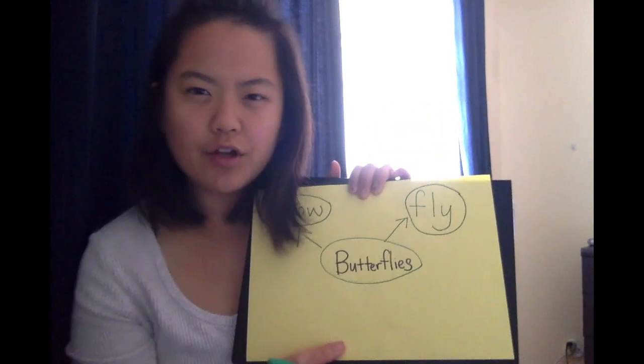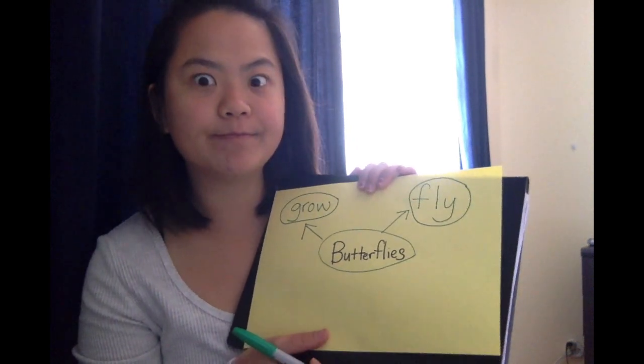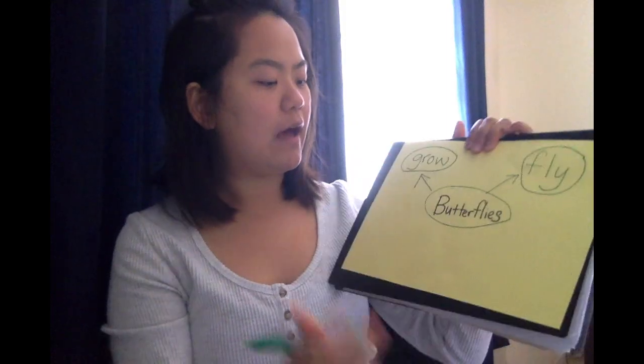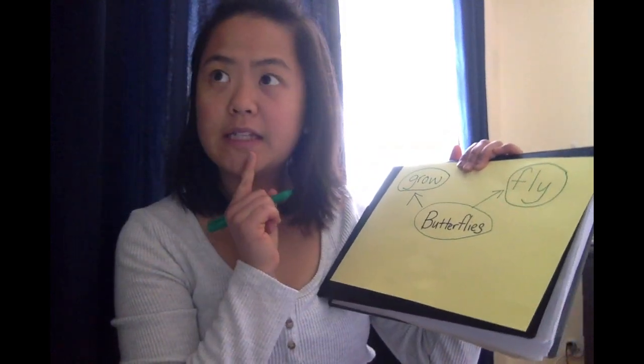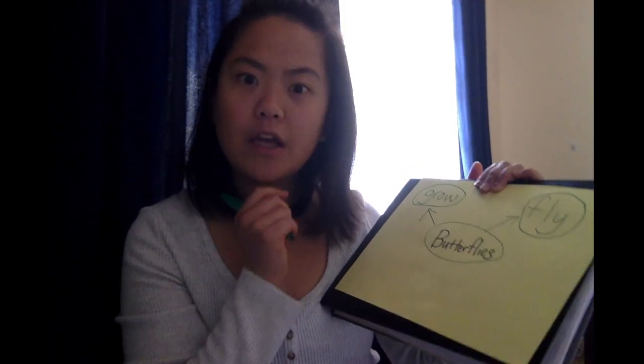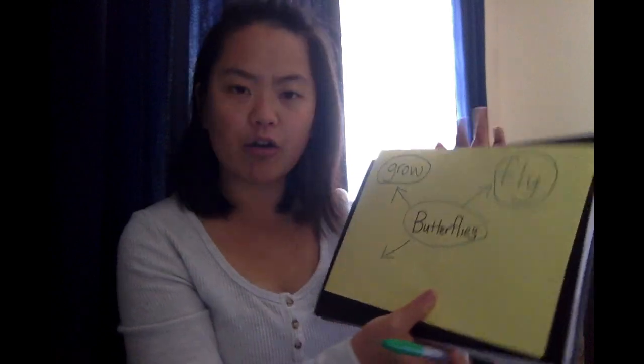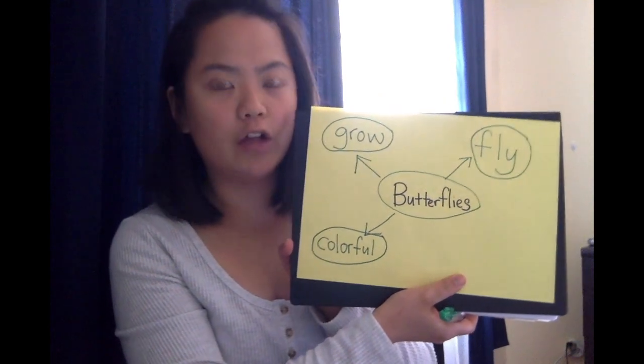Let's think. What are some other things butterflies do that we can add to our writing? Ooh, I know. When I think about butterflies and when I see them flying around, they are so pretty. They are extremely colorful and all of them have different colors. So maybe I can write about how colorful they are. That would be a nice detail to add to my writing. Colorful. Right there. They're colorful.